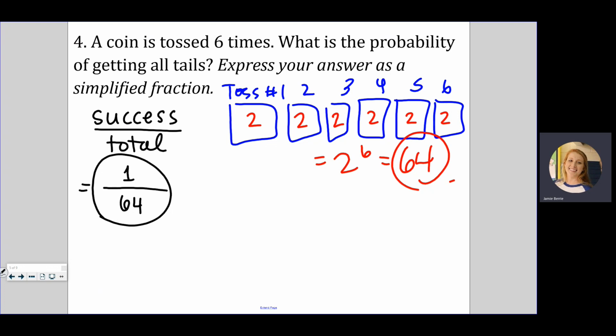All right. I think that's the hardest one out of these. The rest of these are pretty straightforward.